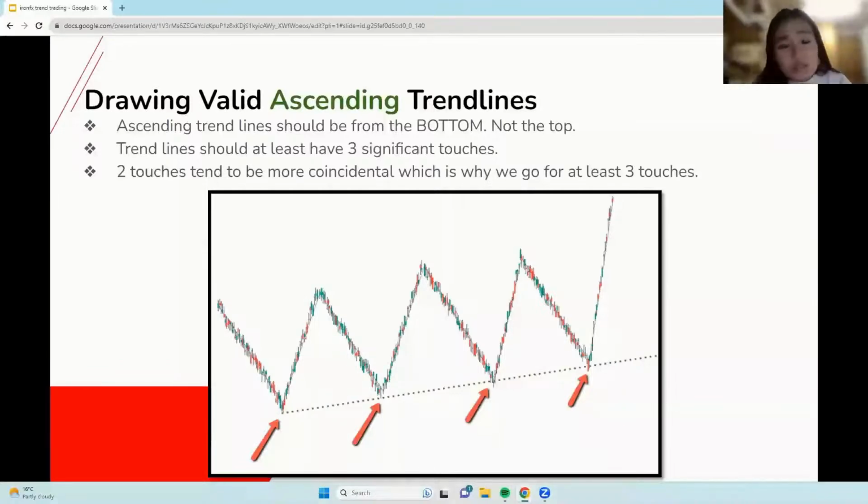It's also important to note that you should be looking at the different time frames for the specific asset that you are looking at, and not just at the time frame that you are analyzing. So it's important to get an overall view of the direction of where prices are headed towards: upwards, downwards, or ranging. Okay, so let's get into how we can draw valid ascending trend lines.